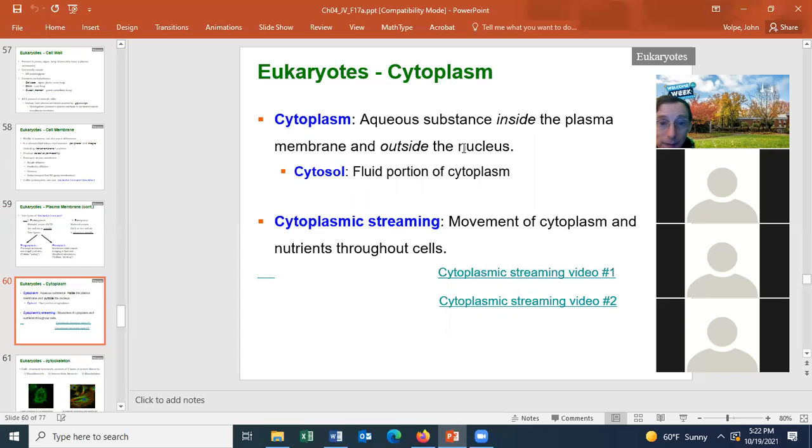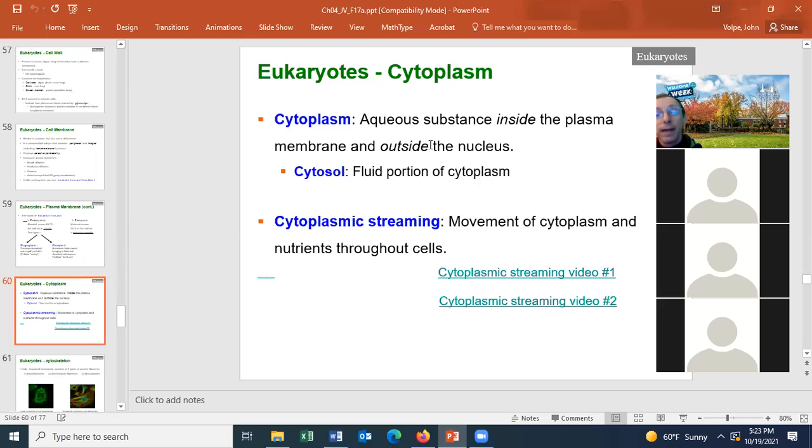The cytoplasm is mostly water, and the fluid portion of the cytoplasm is called the cytosol. So the cytoplasm has within it dissolved materials, and that could be proteins, amino acids, glucose, different salts, other things which are dissolved in the liquid of the cytoplasm that we call the cytosol.